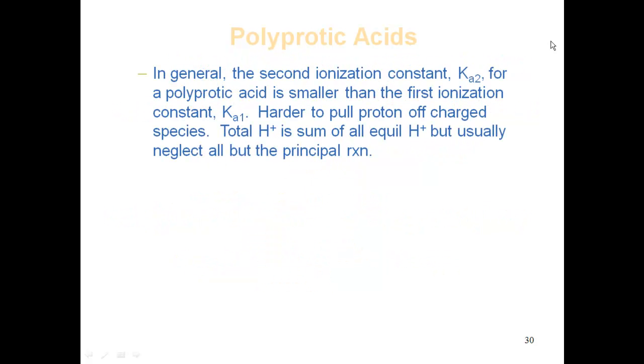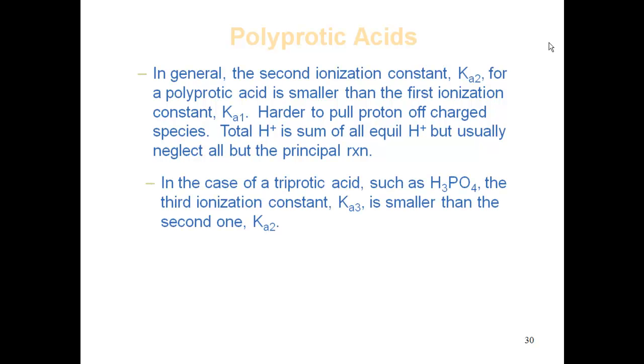So in general, the second ionization constant Ka2 for a polyprotic acid is smaller than the first ionization constant Ka1. It's harder to pull off that proton because of the charged species. Your total hydronium ion is the sum of all equilibria, but typically what we do is neglect all but the principal one, only that one in which the species is part of.